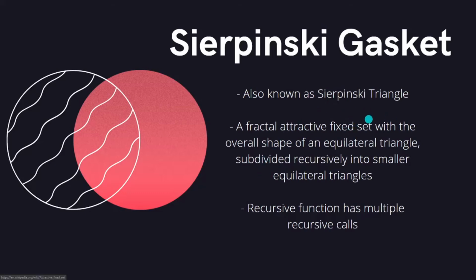Now let's see a step-by-step visual of the Sierpinski gasket and see how it works. First, you take a regular equilateral triangle and you divide the triangle into 3 different triangles inside the first triangle. That will result in something like this.